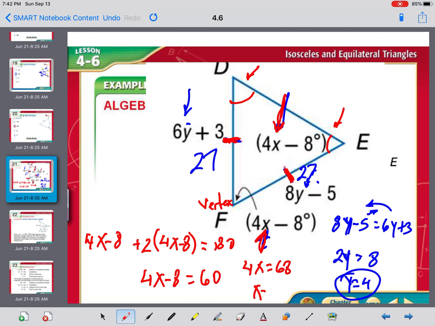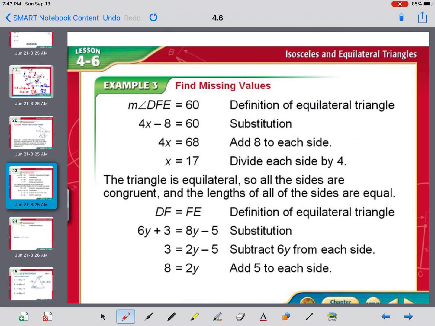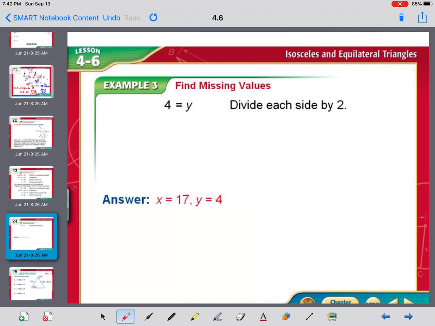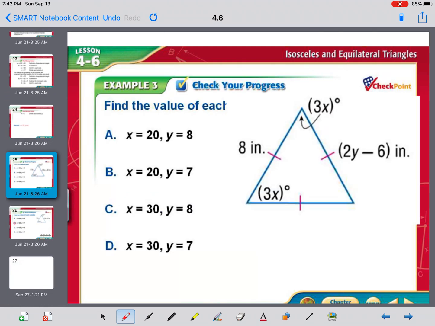It's 180. What I probably should have done is just said that 4x minus 8 is equal to 60. Once I realized that they're all congruent, then that's how that could work. So the 4x equals 68, and x is equal to 68 divided by 4, which is 17, I believe. I could plug those back in and confirm that that's what that is. 17 and 4. And this is our last one.